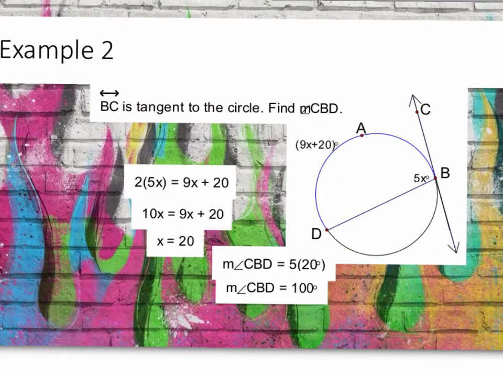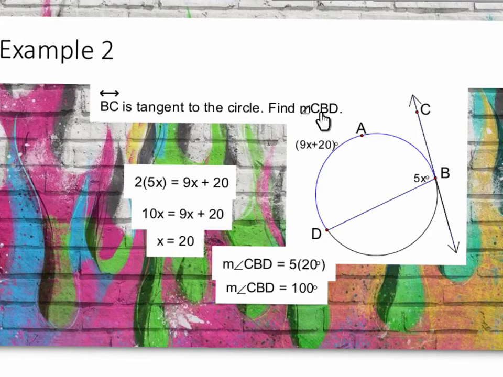Okay, here's example 2. Make sure you write everything down and follow along with me when you're ready. BC is tangent to the circle, and we need to find the measurement of angle CBD. Now remember, double this angle and you'll be able to get this arc measurement here. And they told us the arc measurement is 9x plus 20. This represents this entire arc here. So if I multiply this 5x by 2, remember, double that angle measurement to get this arc, that would be equal to this arc. I would distribute, then solve for x, and I get 20.